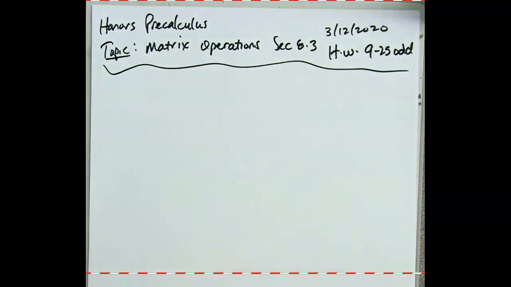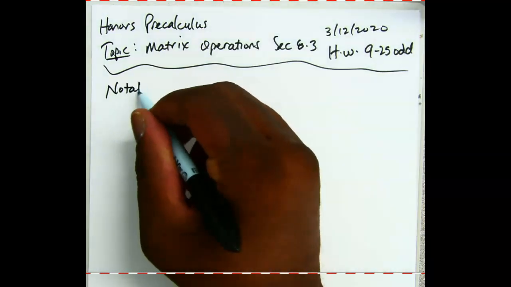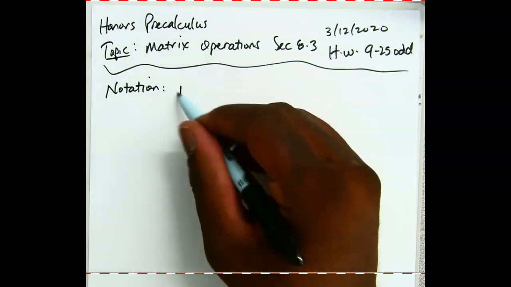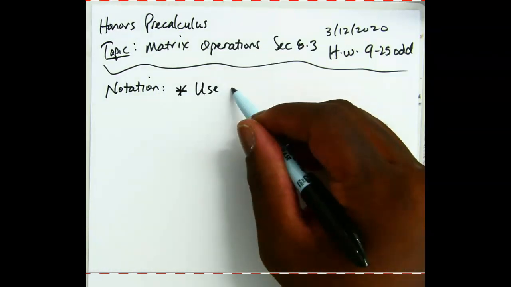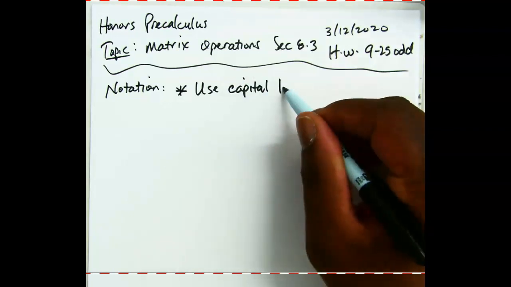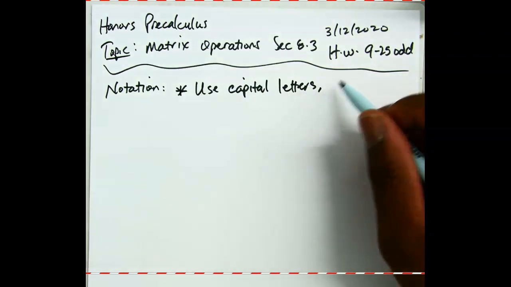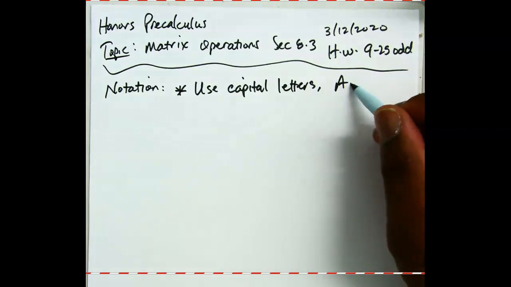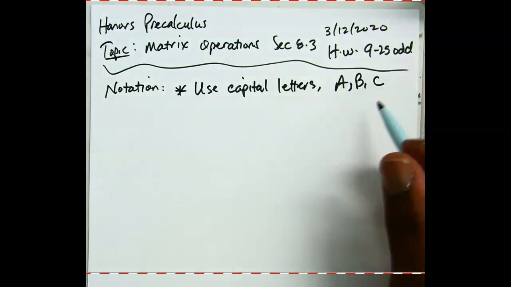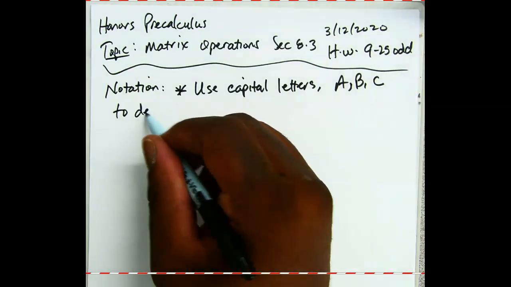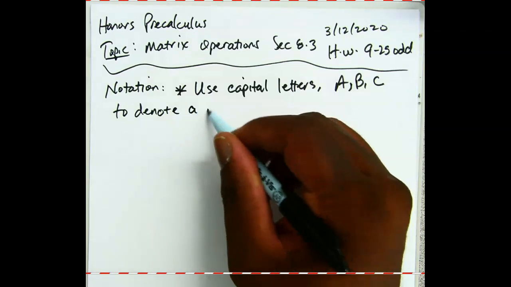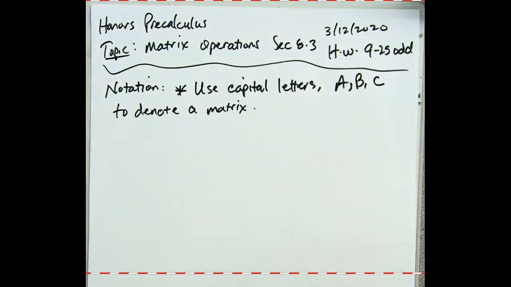All right, so we're going to start off with notation, the proper notation for a matrix. And what we do here is we use capital letters, mainly A, B, C, to denote a matrix. So any capital letters will do, but more than likely you're going to see A, B, and C. So matrix A, matrix B, matrix C with capital letters.